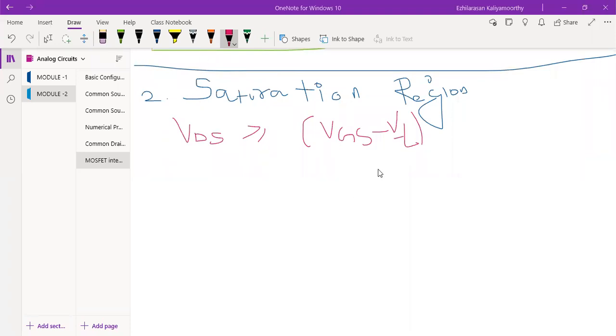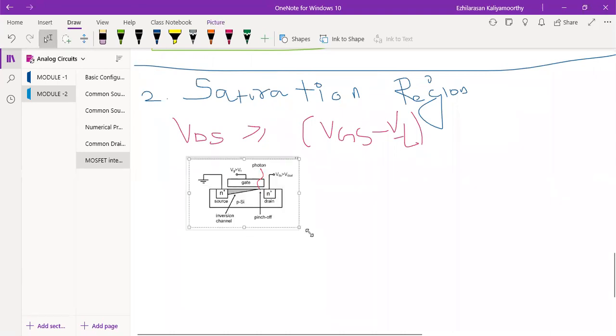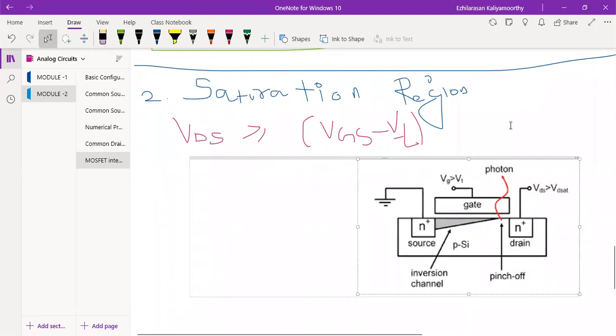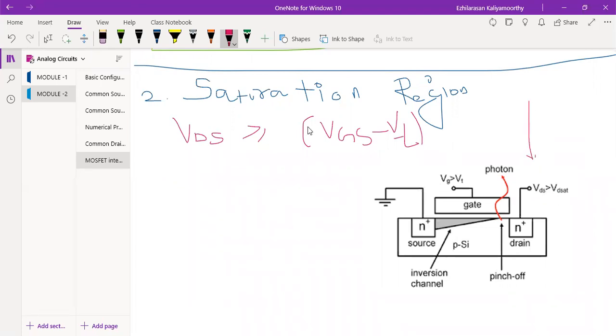Now let us see how it is. I will show the diagram for the saturation region. See here in this diagram, look carefully, same diagram, right? Your source is connected to ground. Now the VG is greater than VT. Now the VDS is greater than VD saturation. Don't worry about that, it means VDS is greater than VGS minus VT. Now the drain voltage will be larger than the source voltage because it keeps increasing.